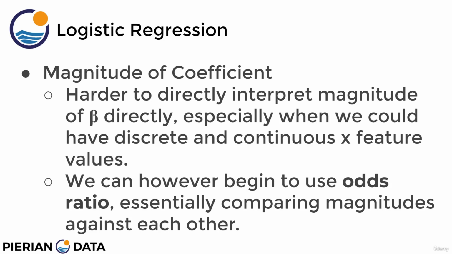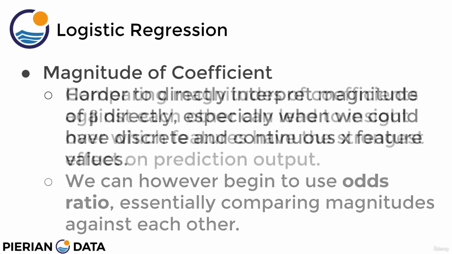Now, what about the magnitude of the coefficient? As I've said a bunch of times already, it's much harder to directly interpret the magnitude of the beta coefficient directly, especially when you could have something like a discrete x feature or a continuous x feature value. What we can do, however, is begin to use the idea of an odds ratio, essentially comparing one set of odds magnitude to another set of odds magnitude. And to put that simply, it's just comparing the coefficients to each other.